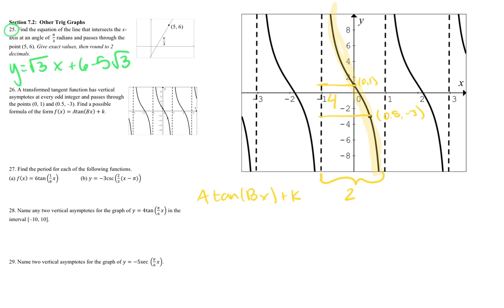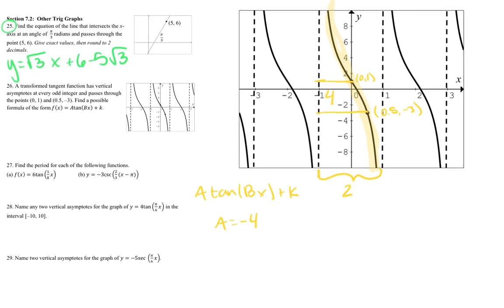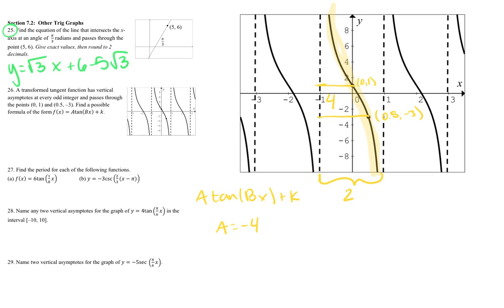Step 1, let's figure out a, so that's how much we stretch. So that's going to be this 4. It's going to be this difference, and we're going to want to subtract the point on the y-axis from the other point, and that's going to give us our stretch. So we end up getting a is equal to negative 4, and that makes sense where our tangent function is upside down.